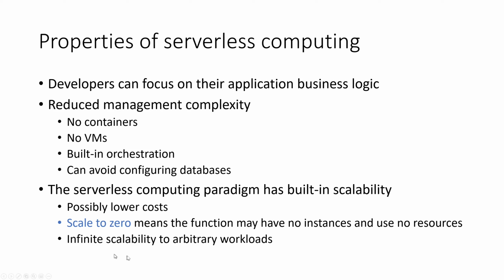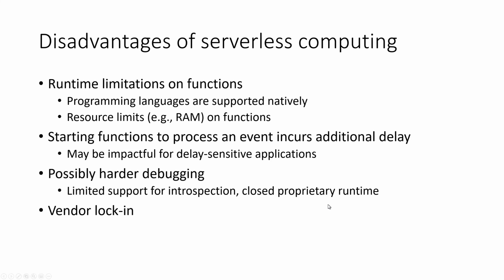And we also can scale to infinity, because whenever requests start to arrive, they might pile up in the event queue. If the cloud provider sees that the event queue is growing very large, it can spawn new instances of our function, and the function will take events from the queue. Then we can keep balancing the number of functions that are running and the arrival rate of events on the queue. And what are some disadvantages of serverless computing?